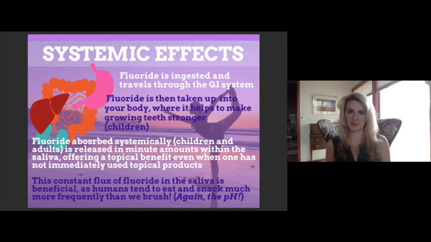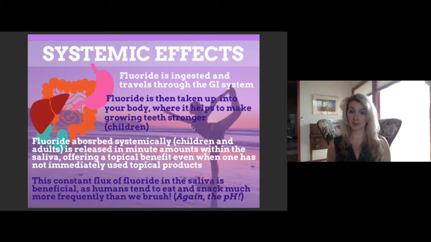What are some systemic effects of fluoride? Well, first, fluoride is ingested and travels all the way through the GI system. It's then taken up in your body where it helps to make growing teeth stronger, especially for children.